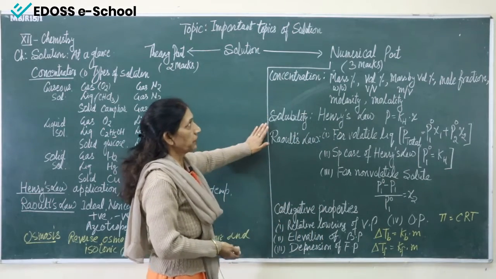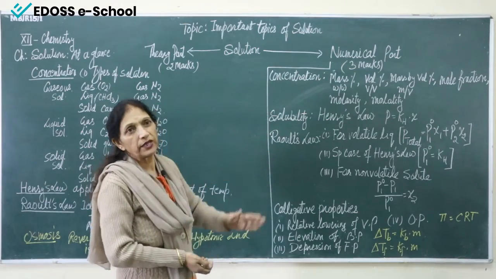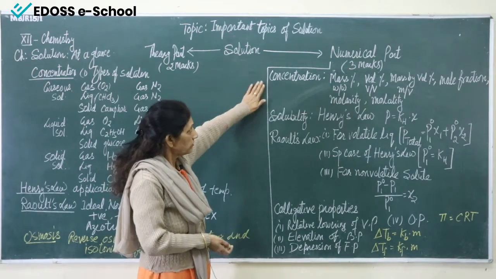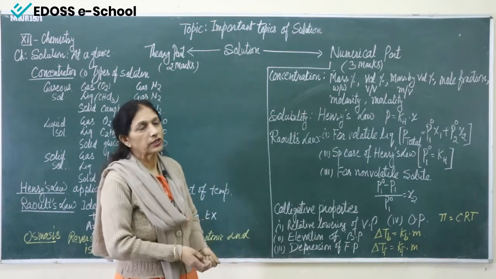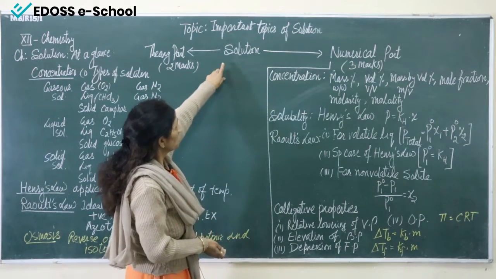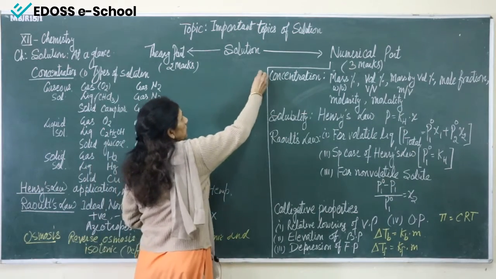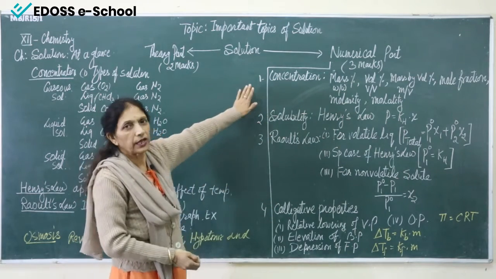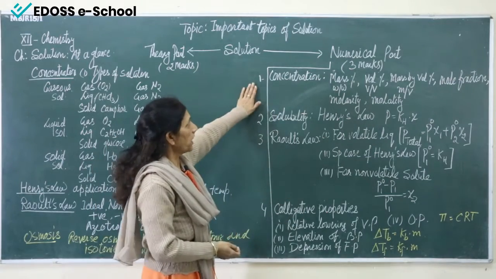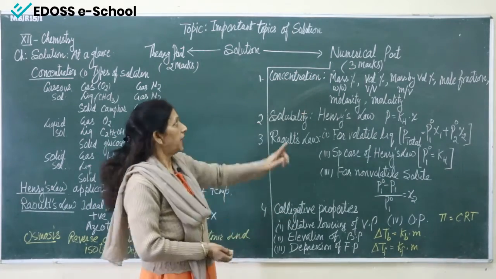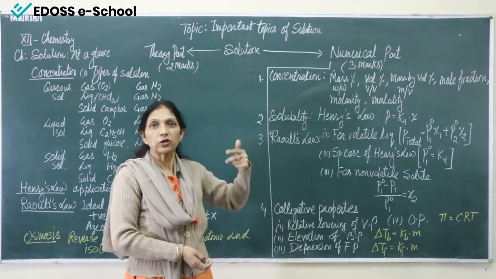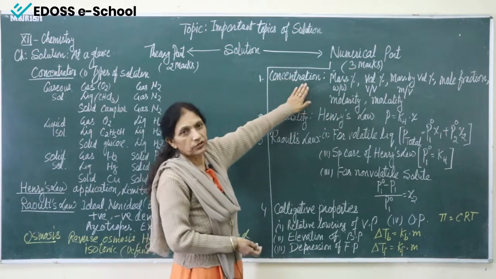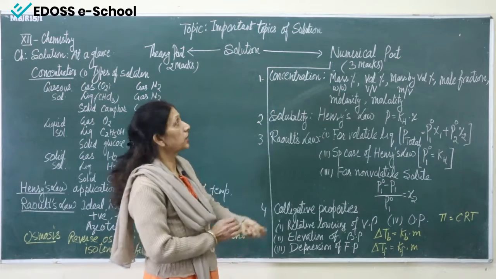So we will see first what the numerical portion is, and the theory which is interrelated with these topics. Here you can see the solution, we can divide the complete chapter into 4 parts. First part is all the numericals that are related to concentration. First I am talking about the numericals because from numericals we get 3 marks. So, all the numericals related to concentration.